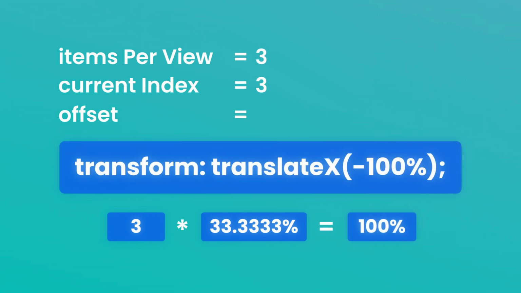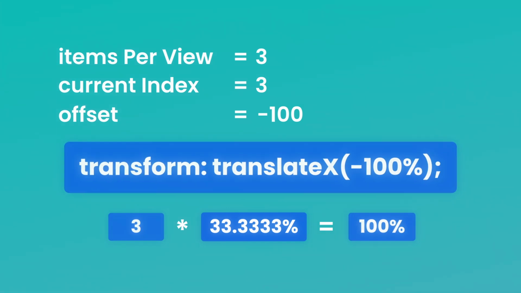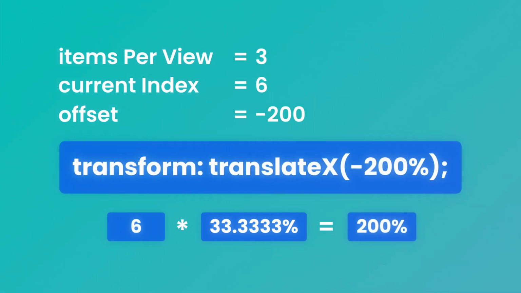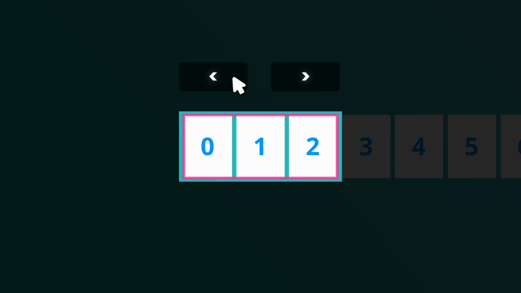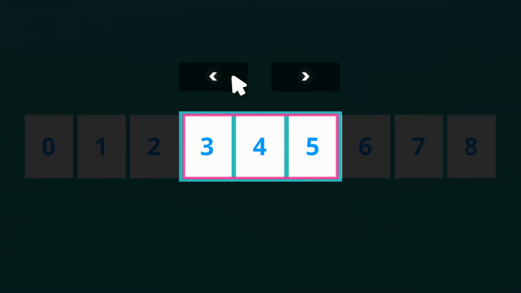And then we can apply that as a negative value for the translateX. So we'll use transform translateX minus 100% to move the slider 100% of its width. So if the current index is updated to 3, the offset becomes minus 100%, shifting the slider horizontally by 1 view. And as the index progresses, similar calculations keep the slider moving smoothly. By combining this logic with an on-click event and the CSS transition, we can create a seamless sliding effect that loops through all of the items.